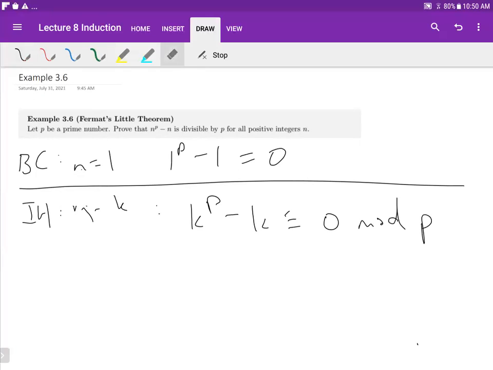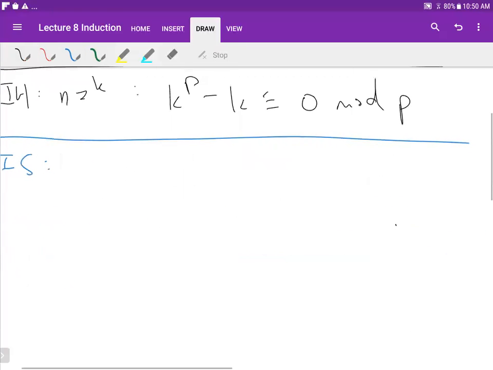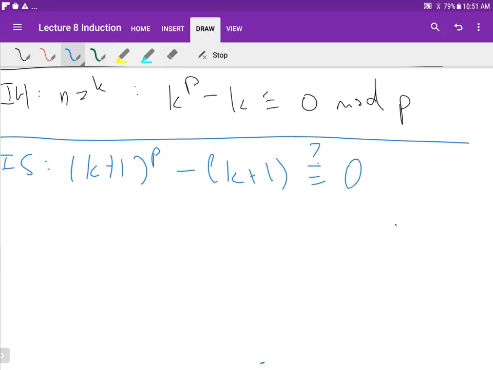Okay, sorry, let me replace this n. Okay. Right, and then let's do the inductive step now. Now let's do what we did before. So what do we want to prove? This one's more straightforward. We want to prove that (k plus 1) to the p minus (k plus 1) is equal to 0 mod p as well, right?